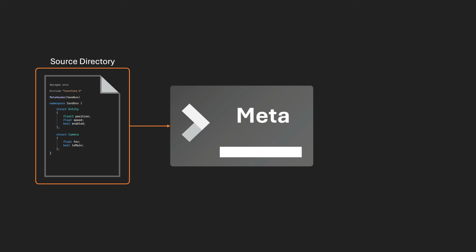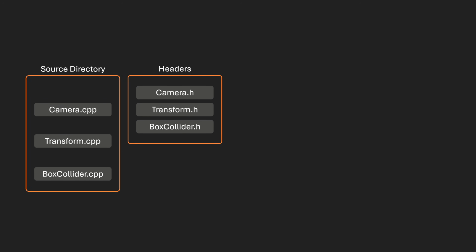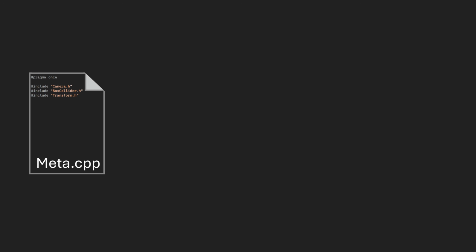Of course, most projects don't have just a single header file, so instead of passing one file, we pass the entire source directory. The meta program scans that directory, finds all the headers, and includes them all into a single CPP file. At this point, we're ready to parse that file and extract the metadata we need, but there is no way I'm going to parse C++ code by myself.